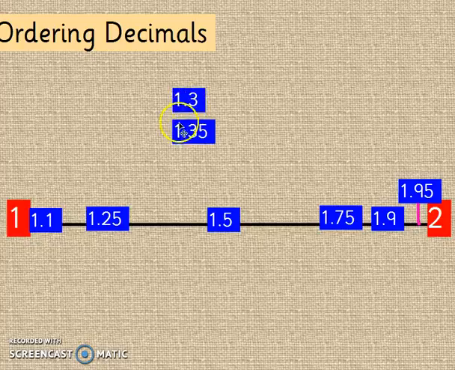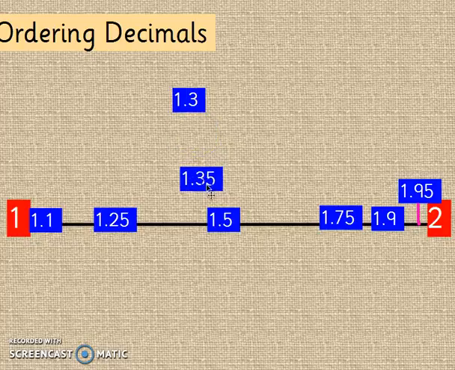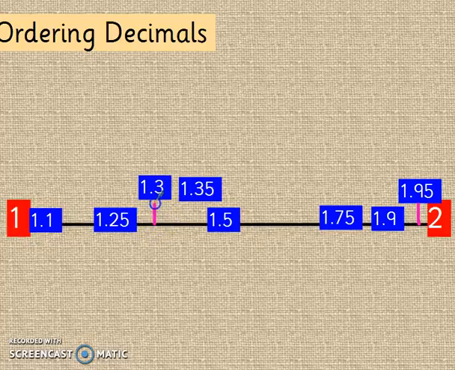Now 1.3 and 1.35, the units and the tenths are the same, but I still have 5 of those little hundredths, making this a greater number in total. So I find, if I just move up a little bit, I find where I would put 1.3, which is between 1.2 and 1.5. So I slot those in like that. Because I can't fit them in, I would just put a little line up.